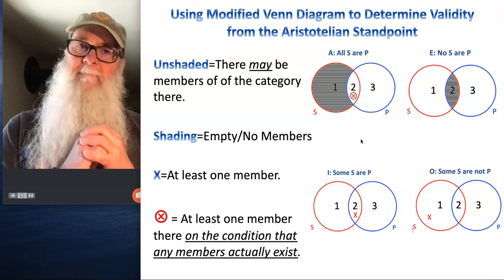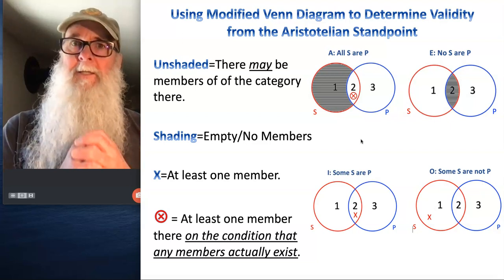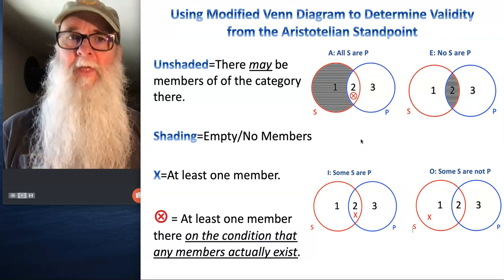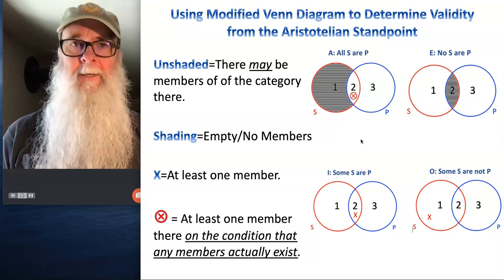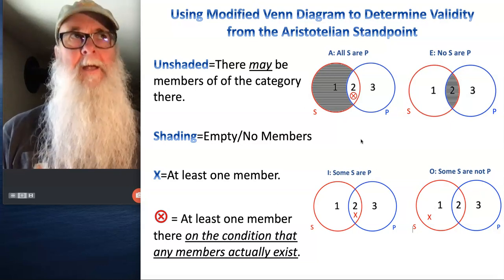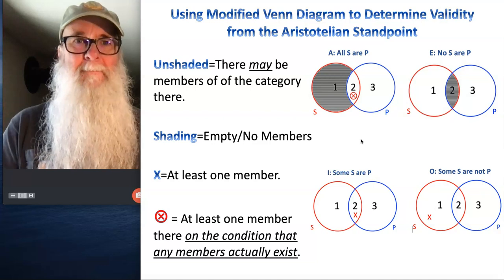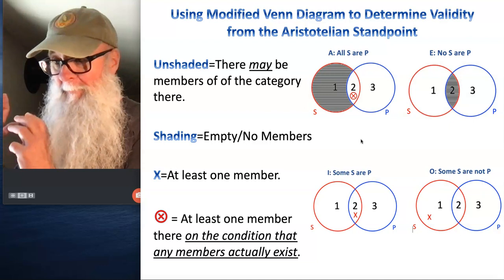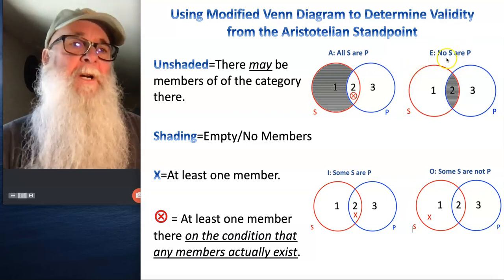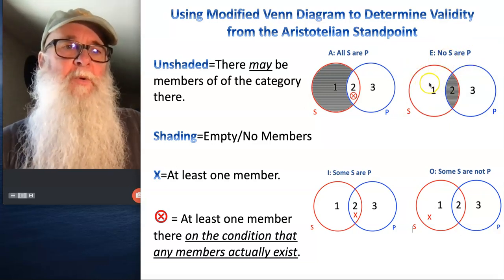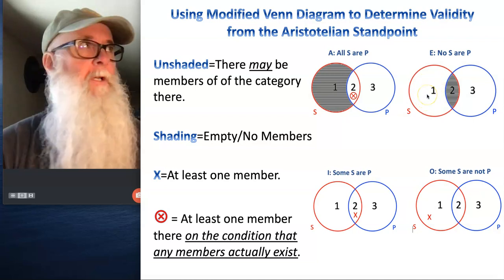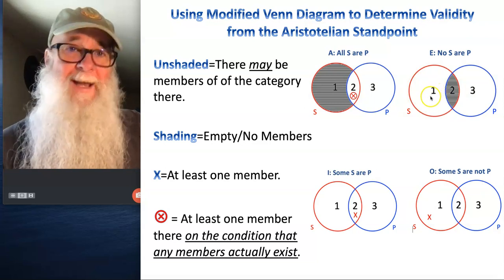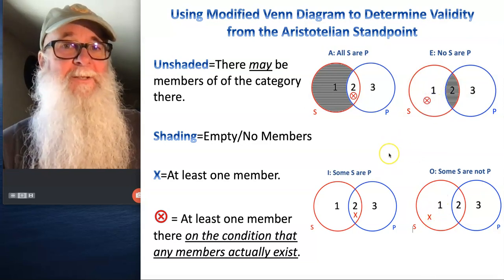It's saying, okay, I've marked my S circle in such a manner as to create only one area where all of the S can be. They're all in area 2. And if they're all in area 2, there's got to be at least one there. And then the circle around the X is saying, provided S is referring to something that actually exists and not something like unicorns or leprechauns. Similarly, when we mark no S are P, we create only one area where any S can be. All of the S that exist have to be in area 1. So if they're all there and they actually exist, wouldn't there have to be at least one there?